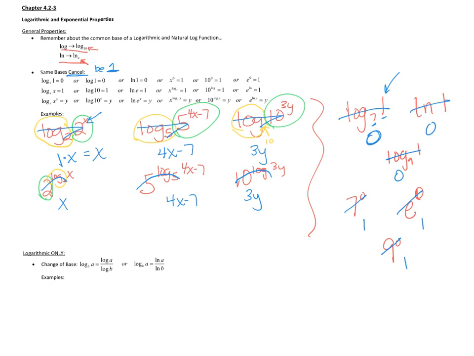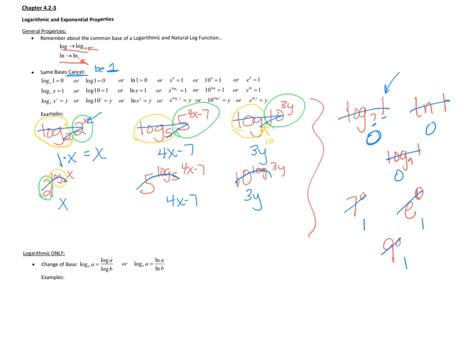So either they have the same base, so they cancel to be whatever's left over, or if it's got a 1 or a 0, they're going to cancel to be the other. So notice that the log had a 1 with it, it canceled to be 0. The exponential had a 0 with it, it canceled to be 1. Those are what we call the general properties of logs and exponentials.